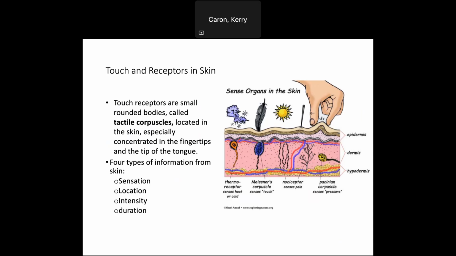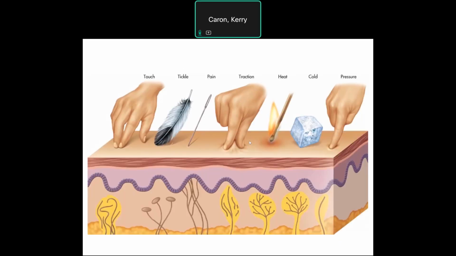And as you can see in the skin, we have nociceptors, which sense pain, and thermoreceptors that do heat and cold. Right here, you can see that located in the skin. And I like this graphic. This kind of shows you different things that you can feel. You can feel touch, tickle, pain, traction or pulling, heat, cold, pressure. So lots of different tactile sensations.